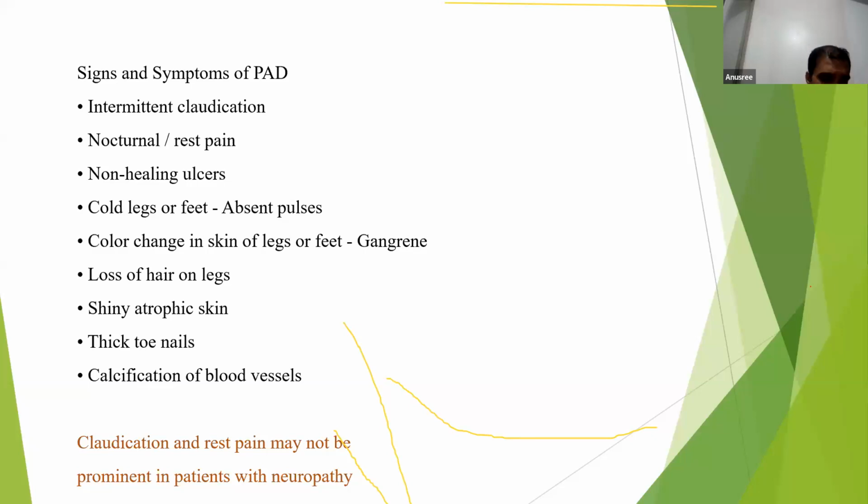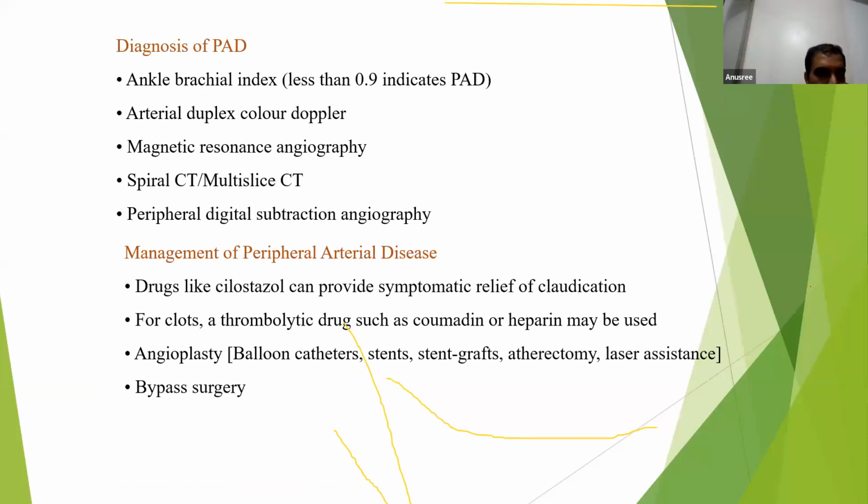we can prevent this. A point to note is that claudication and rest pain may not be prominent in patients with neuropathy. Diagnosis is with the ankle brachial index, which we can do at our OPD, and color Doppler, MR angiogram, CT angiogram, or DSA, anything can be used. The management is relieving the pain with vasodilators and other drugs. If there is a clot, thrombolytic agents can be used. If there is obstruction, angioplasty can be done. If there is no other option, bypass surgery can be done.